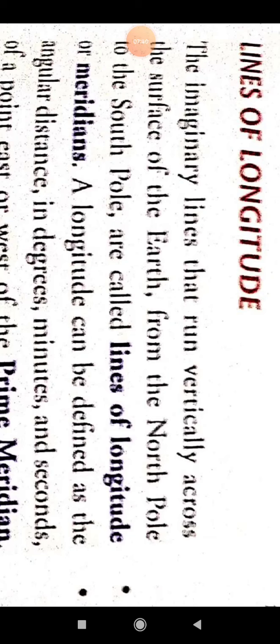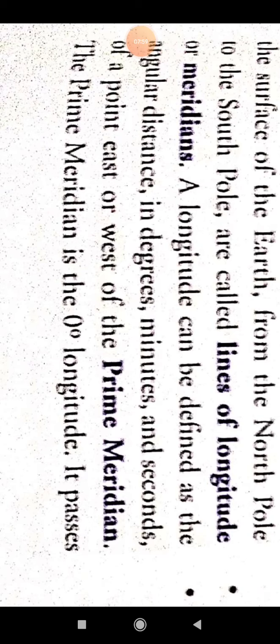So what is longitude? Longitudes are the imaginary lines that run vertically across the surface of the earth from north pole to south pole, and the latitudes are also imaginary lines. They run horizontally from east to west. A longitude can be defined as an angular distance in degrees, minutes and seconds. It is also defined as degrees, minutes and seconds of a point east or west of the prime meridian.